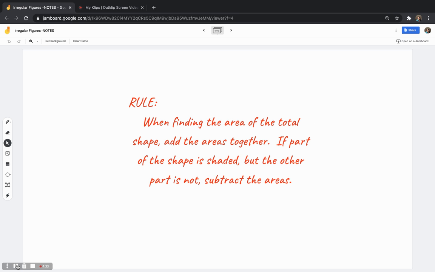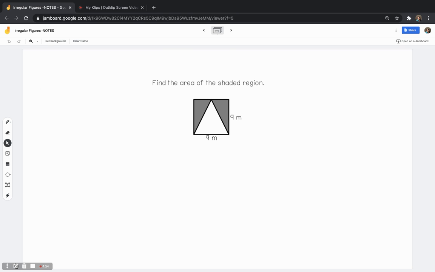So just to summarize what we just did, when you're finding the area of the total shape, you are going to add the areas together. If part of the shape is shaded, but the other part is not, then you are going to subtract the areas. So for this one, we're finding the area of the shaded region.